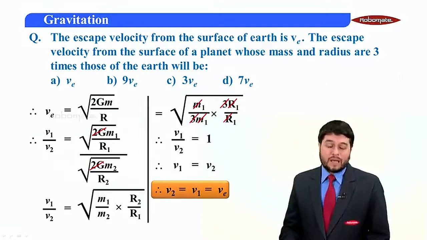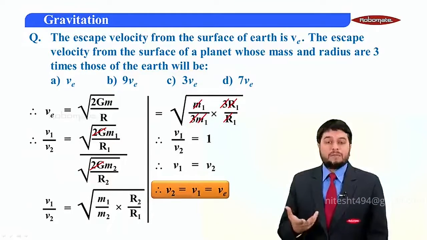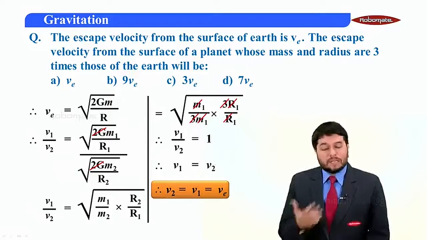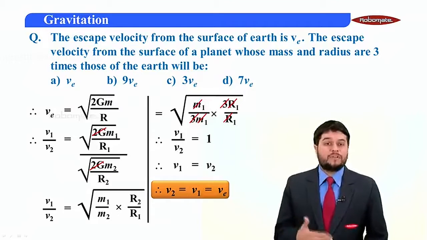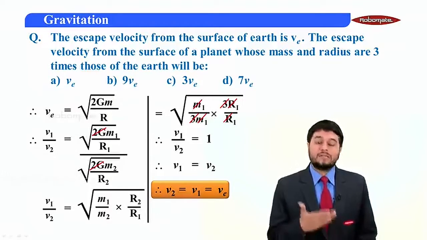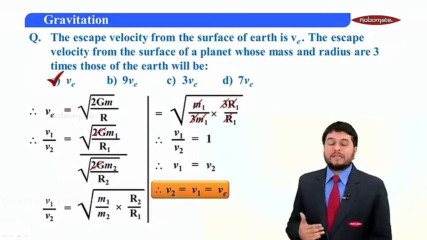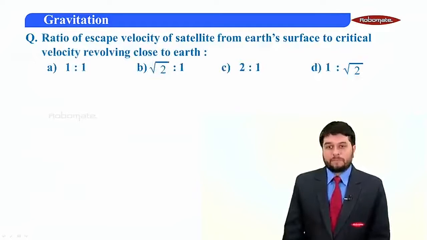Or in this case, I would suggest that if the radius and mass both are becoming 3 times, then there is no change in the escape velocity. So the escape velocity for this second planet will also be the same as that of the Earth, that is VE. And in this case, your answer is A. Let's see one more question.